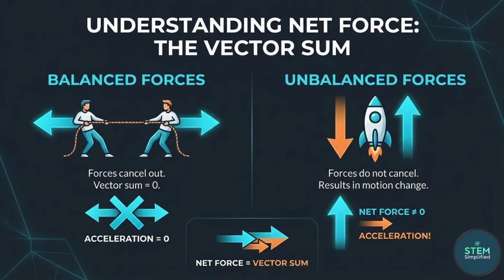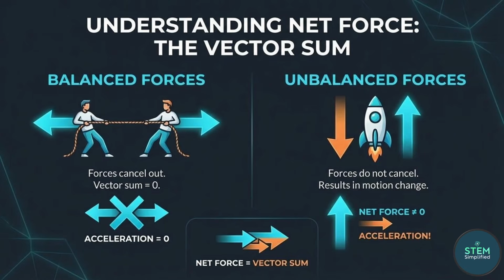This part of the video focuses on net force and how net force affects motion. When forces acting on an object are balanced, equal in magnitude and opposite in direction, they cancel out. The net force is zero, so there's no acceleration. The object either remains at rest or continues in its constant velocity.